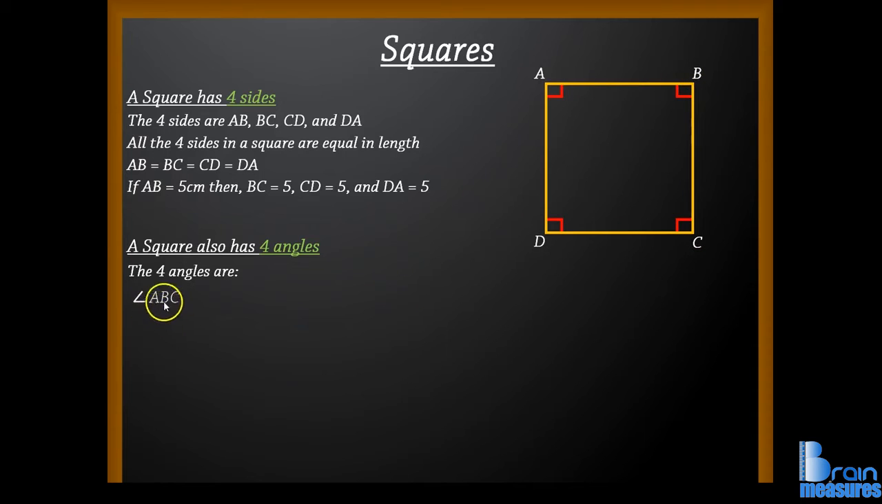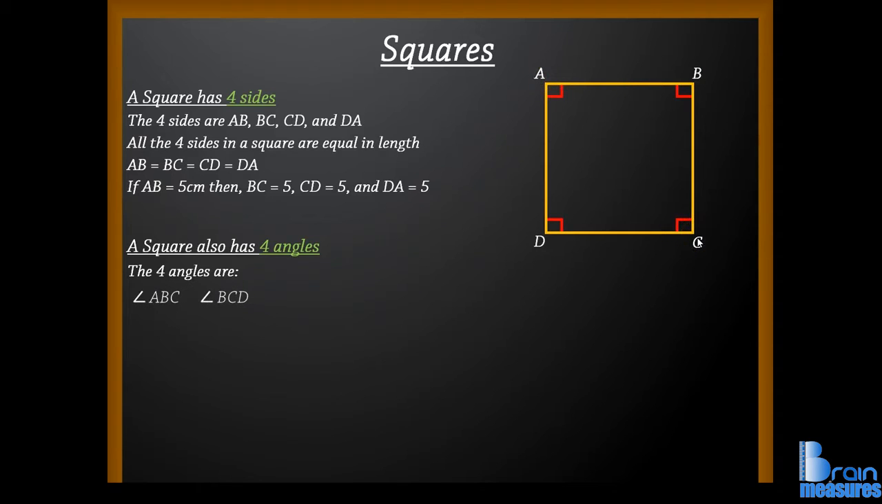Another way to understand this is that the angle is at the point B, and on both sides you've got A and you've got C. So the angle is at B. On either side we have A and we have C.